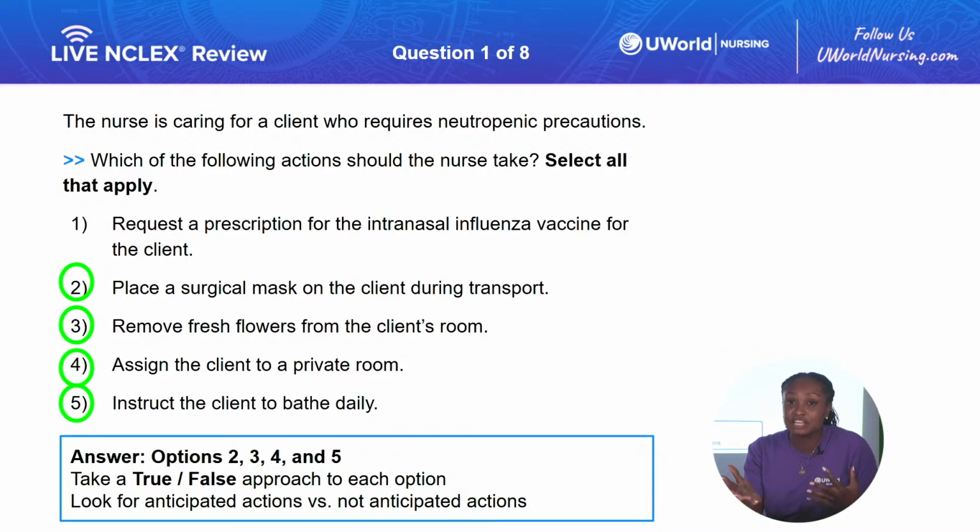If you're just bathing and rinsing off daily with non-toxic or non-harsh chemicals, that is okay for the skin to keep that skin clean, because that is the easiest barrier for them to get the infection. So we actually do instruct them to bathe daily, but you guys are doing great.